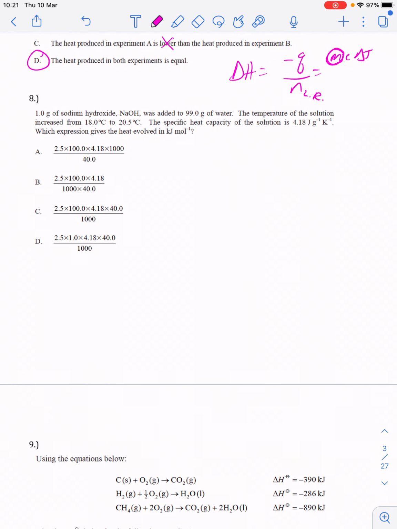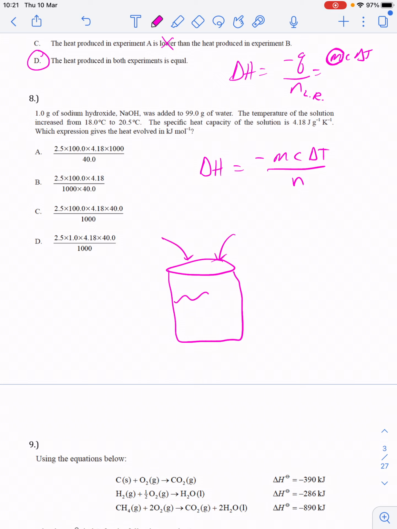Okay, they're doing a calorimetry question here, but they have not solved it, so we just have to figure out where everything goes. We know delta H is negative mc delta T over n, and then we may have to break down those further. They mix 1 gram of sodium hydroxide with 99 grams of water. So this is one of those being done in aqueous solution, so we're adding things into the liquid.